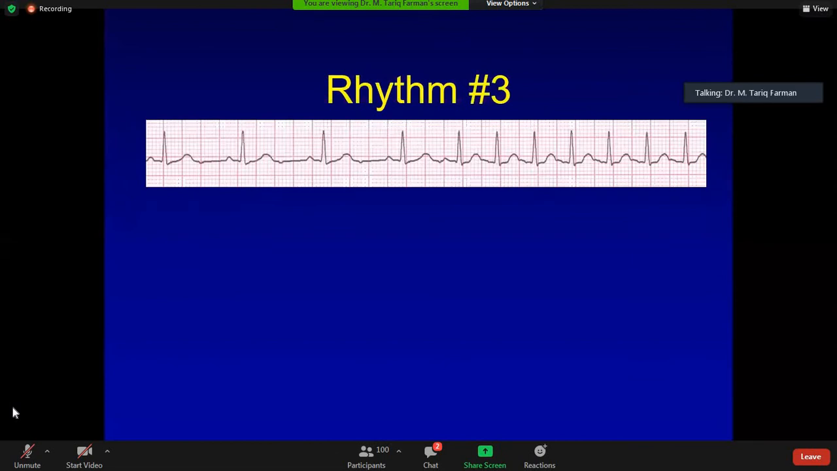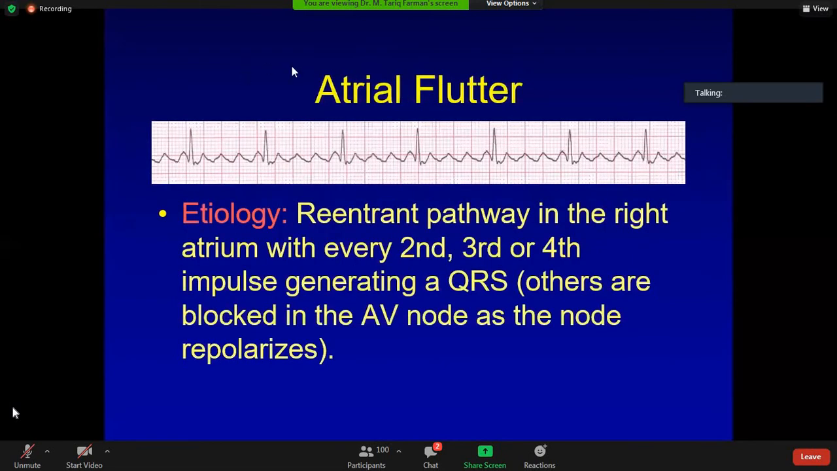So atrial flutter all over the ECG. You need to have the sawtooth appearance, and that's all. If there is a sawtooth appearance, then it's very easy. And if the sawtooth appearance is not there, and you're suspecting atrial flutter, so what do you need to do?